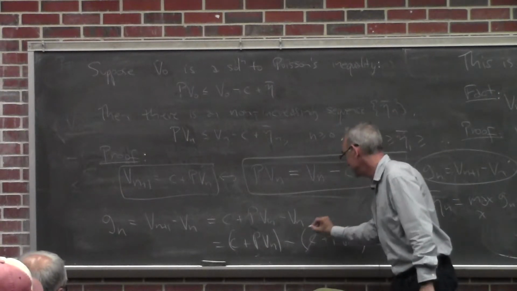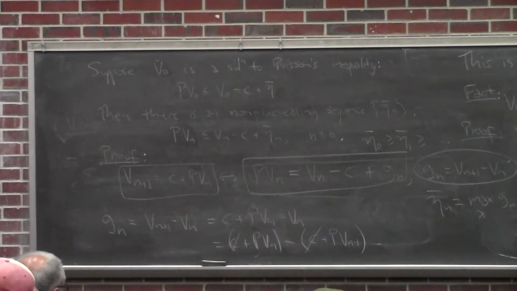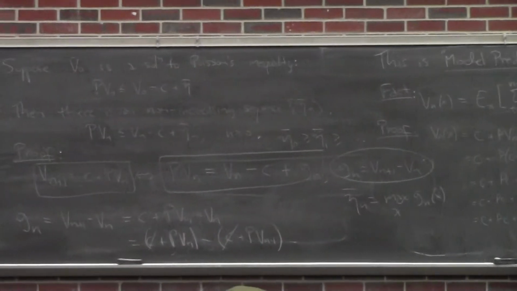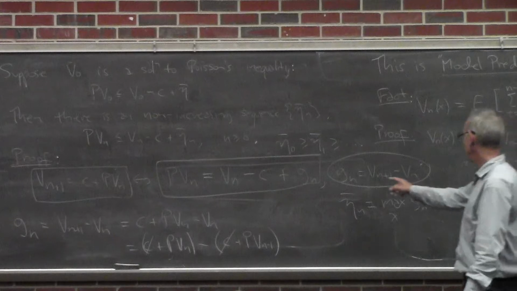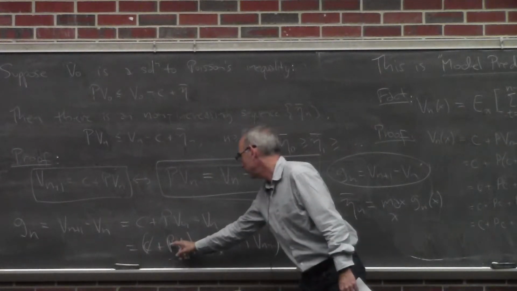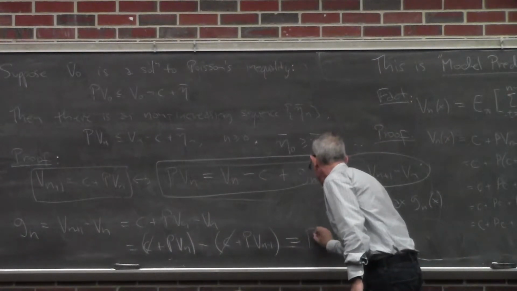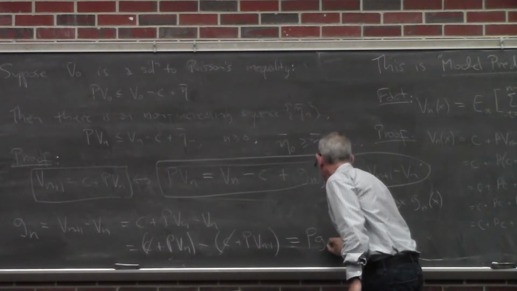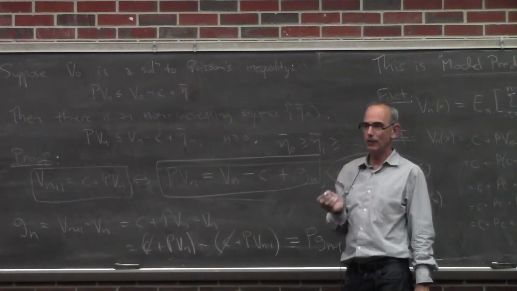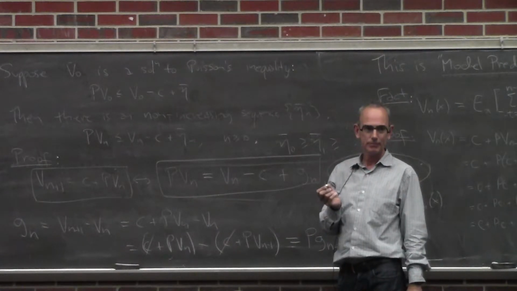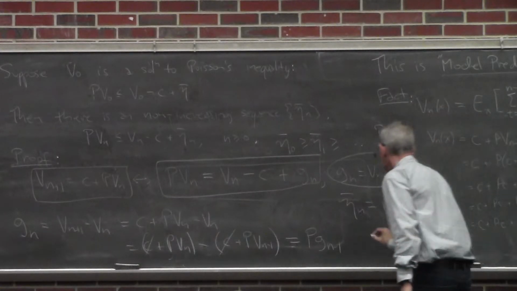And you do this, you see the C's cancel out, and what am I left with? Negative P G. There's G_n. It looks like I've got P times V_n minus 1. So it's exactly P times G_{n-1}. And the transition matrix is a contraction. You know that's a conditional mean. So there you have it.